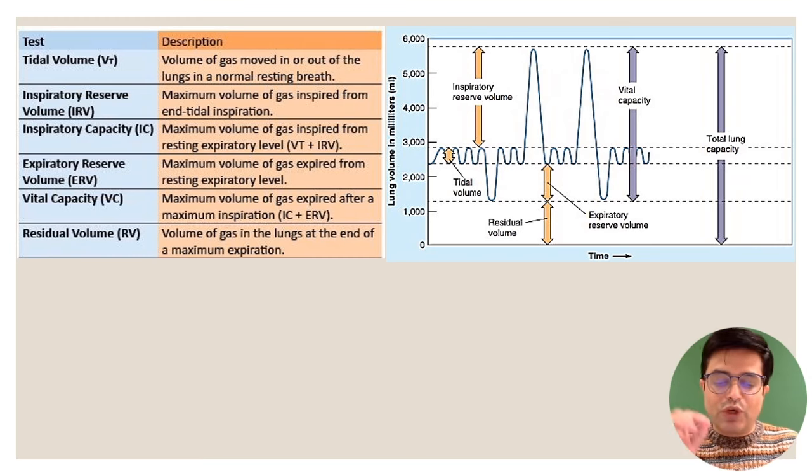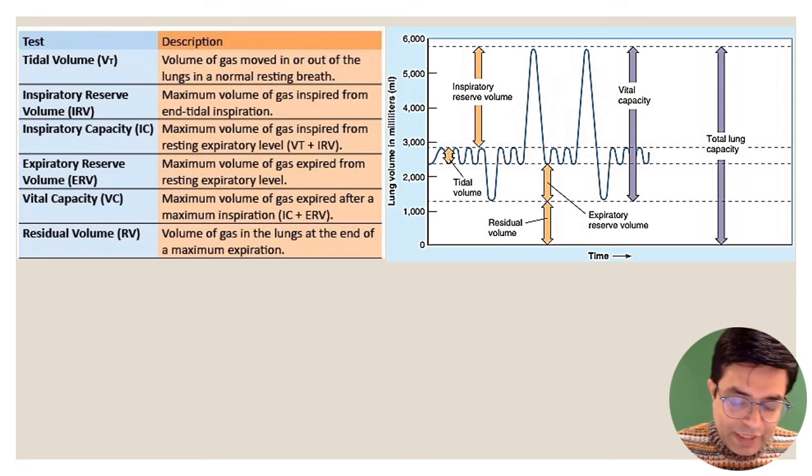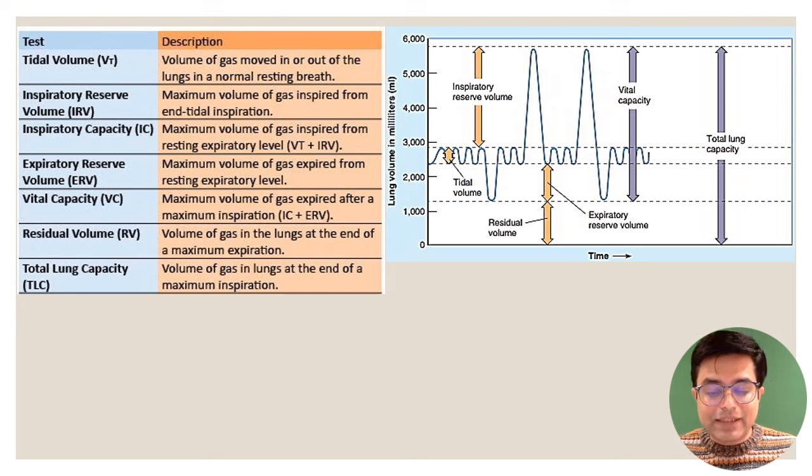So what is residual volume? After you have maximally expired, still there will be some volume of air remaining in the lungs, in the airway, that is called residual volume. And then we have total lung capacity. What is total lung capacity? Total lung capacity is about 6 liter.